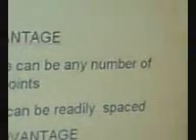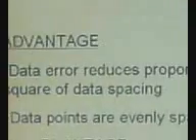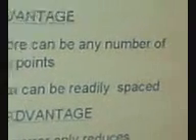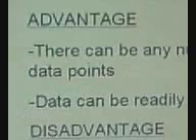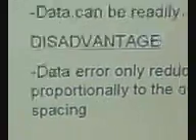The advantage of the trapezoidal rule is that there can be any number of data points. They can be even or odd, whereas for Simpson's, there's only an odd number. Data can be readily spaced. So this is another advantage of the trapezoidal rule. And the disadvantage of the trapezoidal rule is that the data error only reduces proportionally to the data spacing. So that's the only disadvantage of the trapezoidal rule.